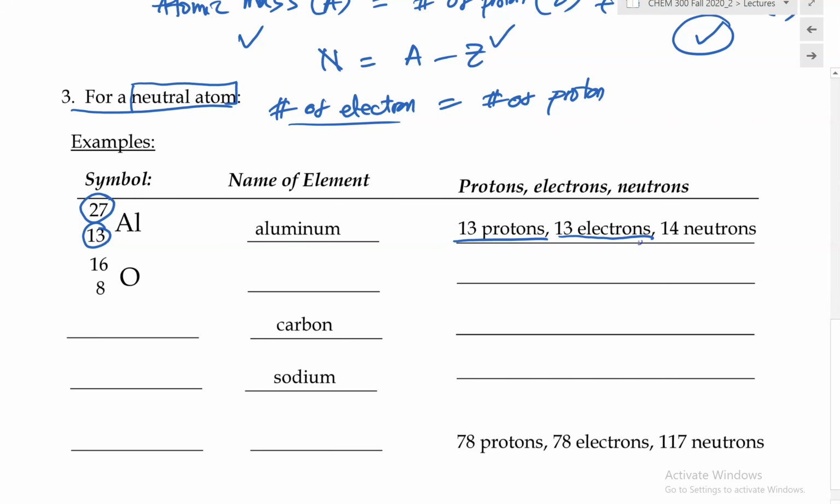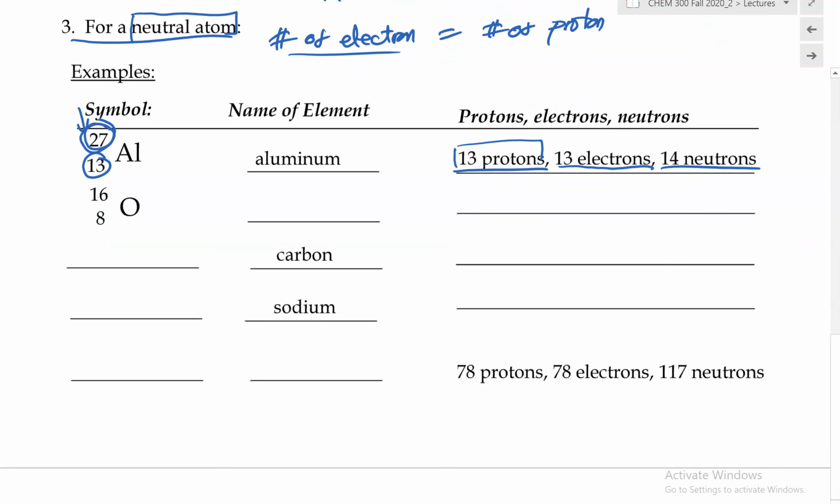And in this case, because the atomic mass is equal to 27, and that is the sum of the protons and the neutrons added together, to figure out the number of neutrons we simply take the atomic mass minus the number of protons, and that gives us 14 neutrons. So that's how we can figure out the number of subatomic particles of any element.